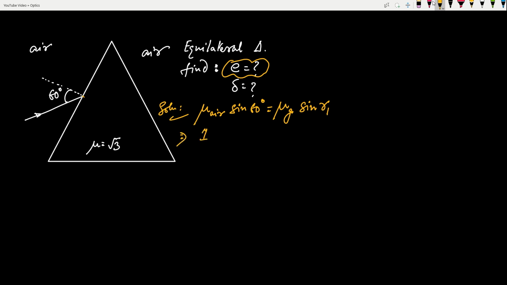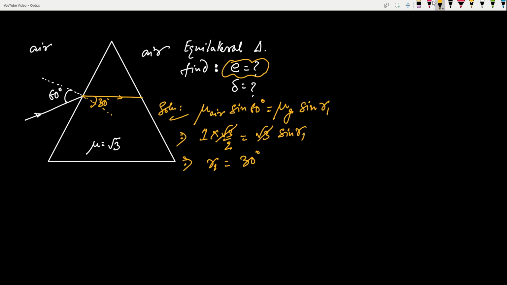Now let's see. The refractive index of air is 1, sine 60 is √3 by 2, equal to the refractive index of glass, given to be √3, times sine R1, where R1 we need to find. So √3 got cancelled, and sine R1 is equal to half. Therefore R1 is 30 degrees. If this is the normal, then this angle will be 30 degrees, and we can see that the ray has bent towards the normal because the glass prism is optically denser than air, and when a medium is optically denser, the rays after refraction move towards the normal.